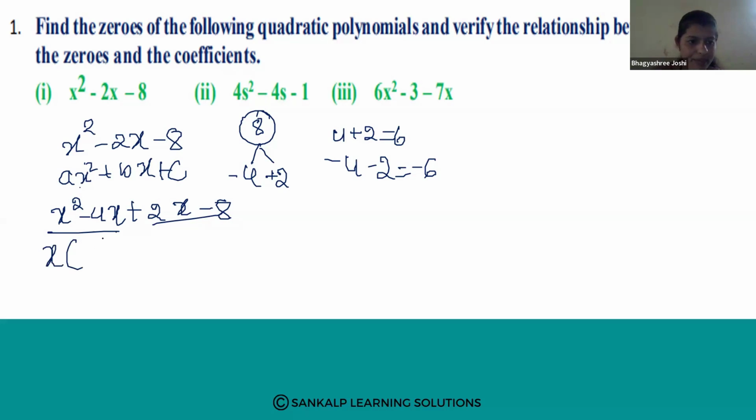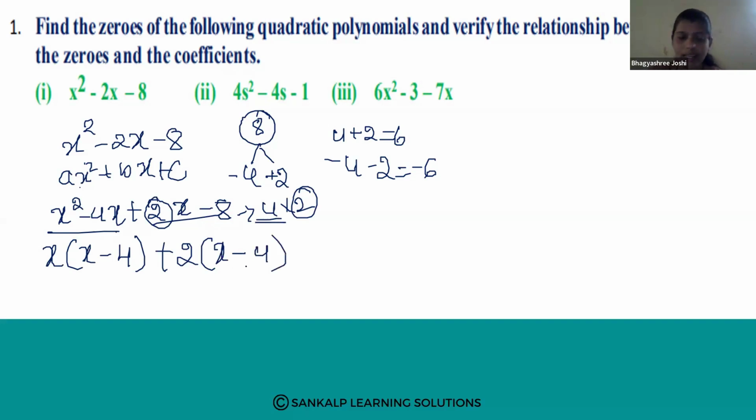So I will take x outside. If one x comes out of x square, what remains in the bracket? X minus 4, right? Plus. Between these two, 2x minus 8. 8 can be written as 4 into 2. Here also 2 is there, here also 2 is there. So I will take 2 outside. What remains in the bracket? X minus 4. Right? So here also x minus 4 is there, here also x minus 4 is there. So x minus 4 is one factor. Another factor is x plus 2. Okay, now I got two factors.